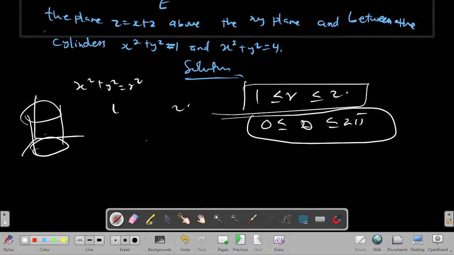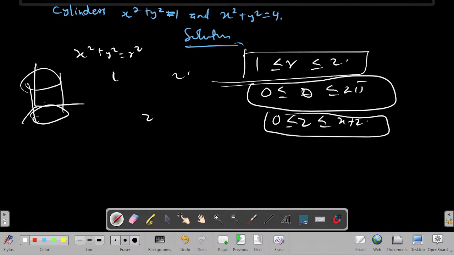So below the plane means that our Z will be greater than or equal to 0 but less than or equal to x plus 2. Once you have this, you are done with the problem because you need the boundaries to solve. That is all. So with this, we simply go straight. Our outermost is always the theta, 0 to 2 pi, followed by our r, which will be 1 to 2. Then the innermost is our z, which is 0.